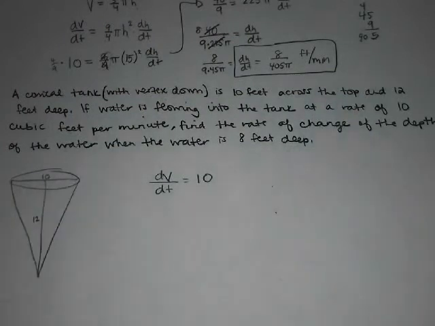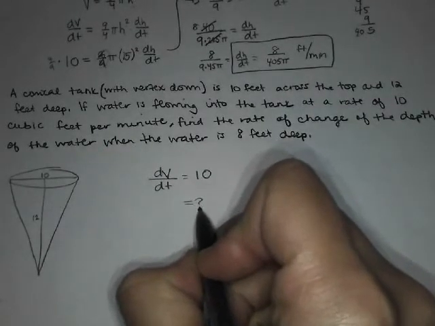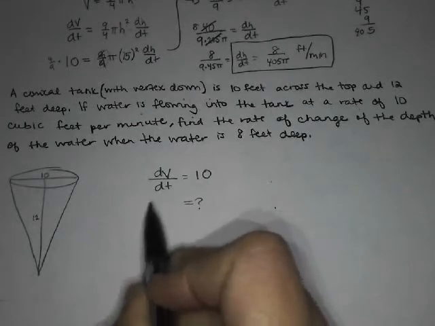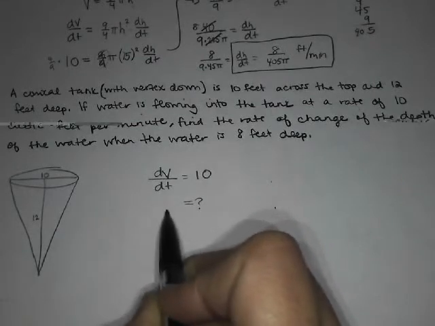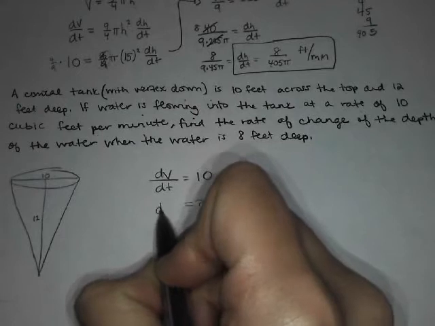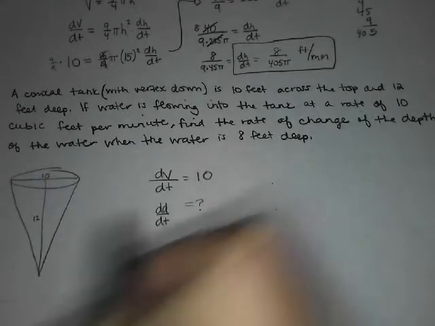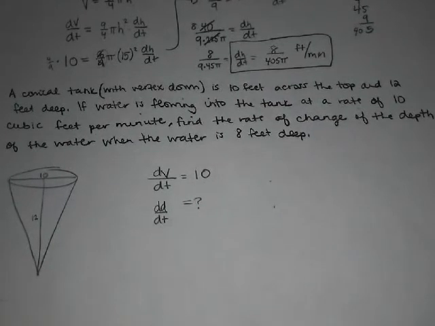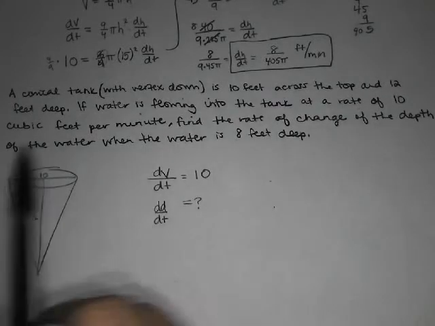Find the rate of change of the depth. So what are we looking for? If we're looking for the rate of change of the depth, what would that symbol be? dD/dt. Specifically at the moment when the water is 8 feet deep.